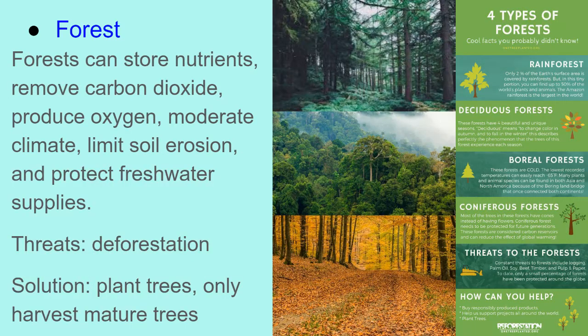Next resource is the forest resource. So, forests are really important because they store all types of nutrients through the photosynthesis process. They remove carbon dioxide, they produce oxygen, they help moderate our climate through things like transpiration or the evaporation of water through leaves. They help limit soil erosion because of all the large tree roots, and they protect fresh water from soil erosion.